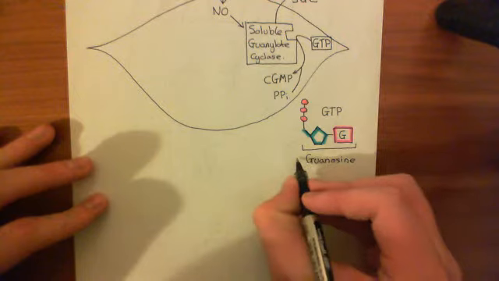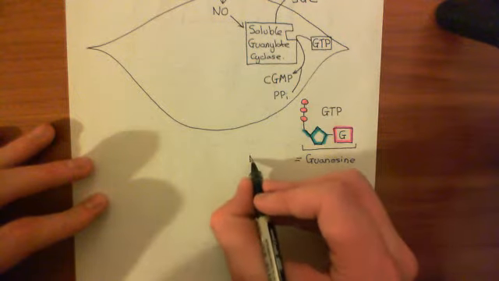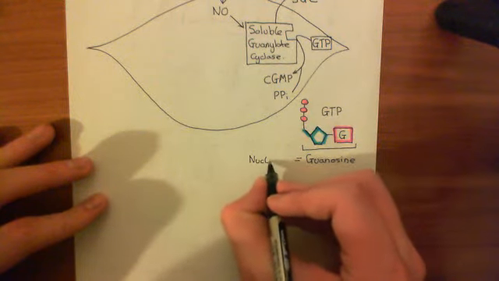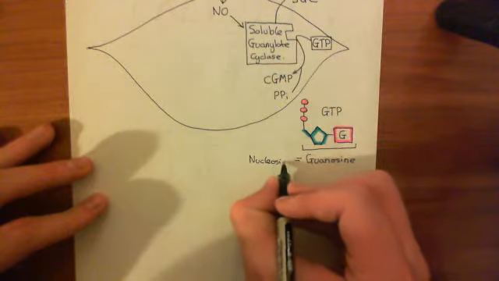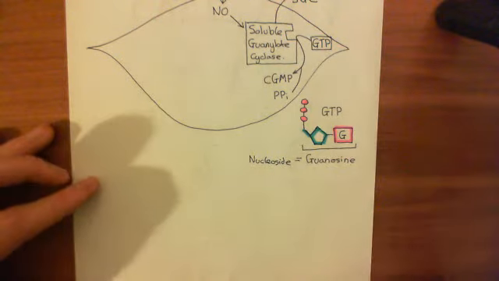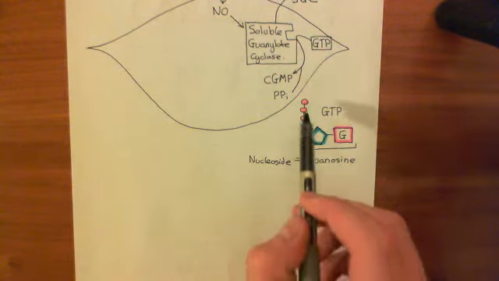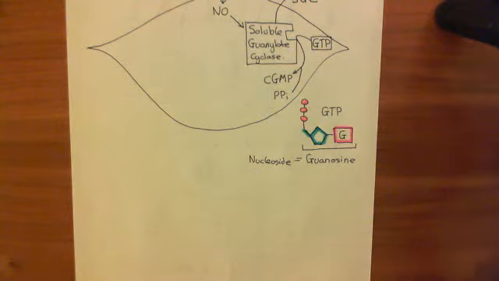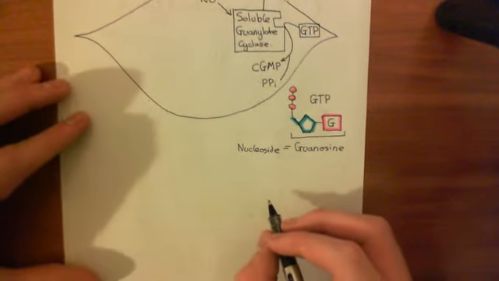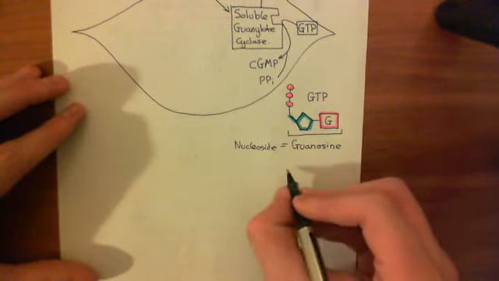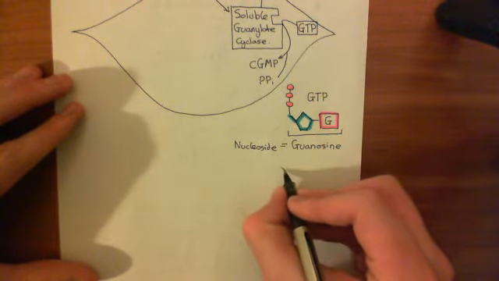It's what's known as a nucleoside, which just means a ribose sugar bound to an organic base. Then you've stuck on 3 phosphate groups, hence its name, guanosine triphosphate. Now basically what soluble guanylate cyclase is going to do is convert this into cyclic guanosine monophosphate. So let me show this.